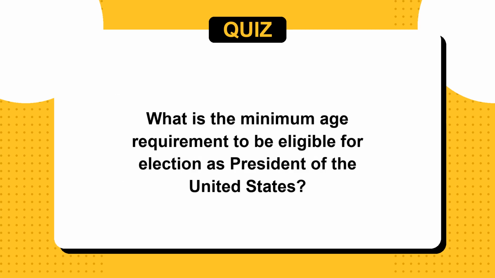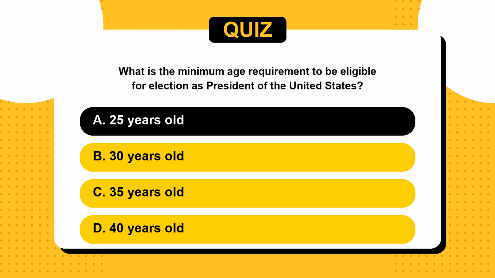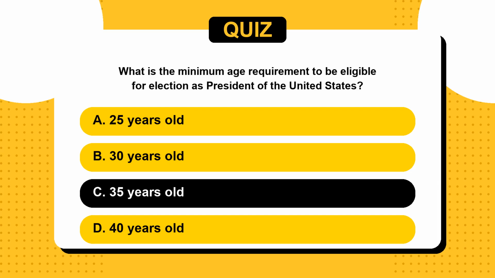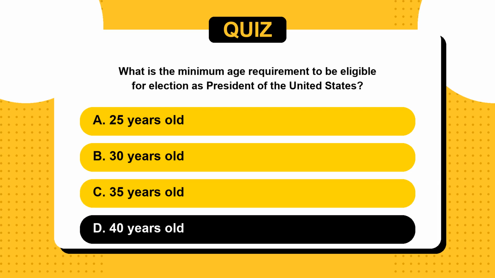What is the minimum age requirement to be eligible for election as President of the United States? Is it A, 25 years old? Or B, 30 years old? C, 35 years old? Or D, 40 years old?